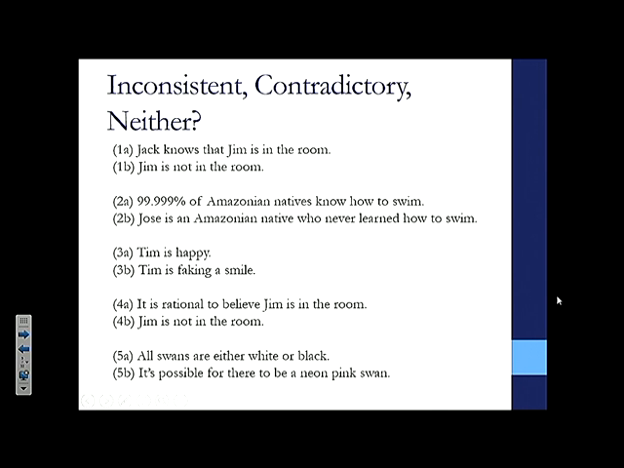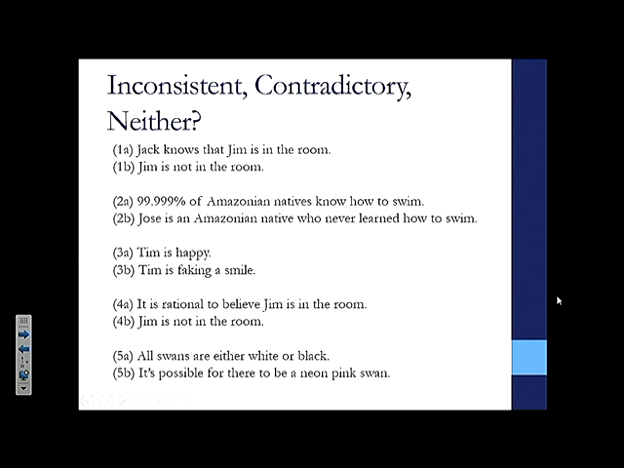What about 4A and B? It's rational to believe Jim is in the room. Jim is not in the room. So who says inconsistent? Who says neither? All right, most of you. Good. What does that tell us about rationality? How does rationality differ from knowledge? It's not fixed on truth. All right, that's one way of putting it. You can have rational false beliefs.